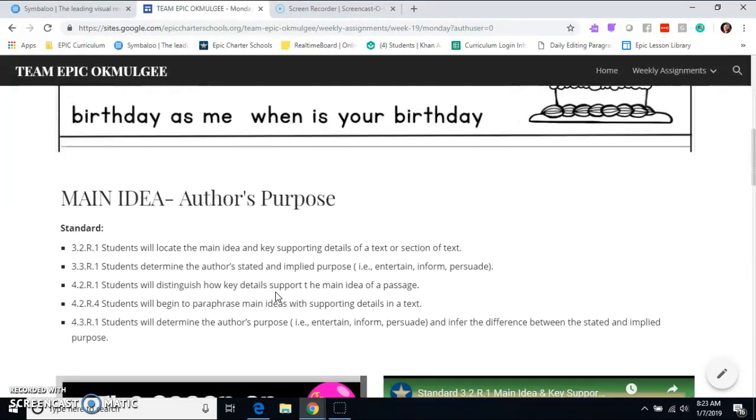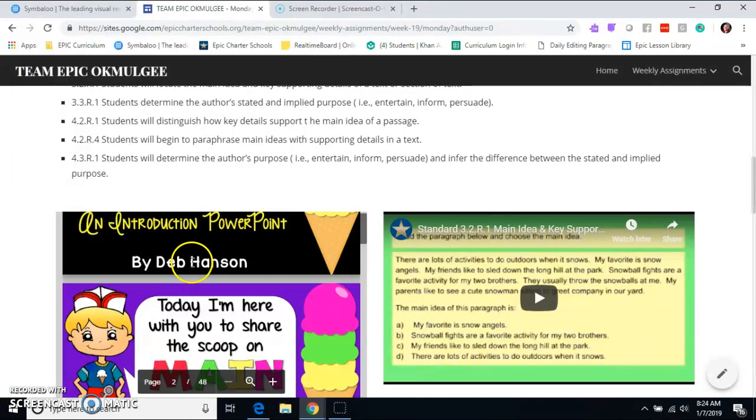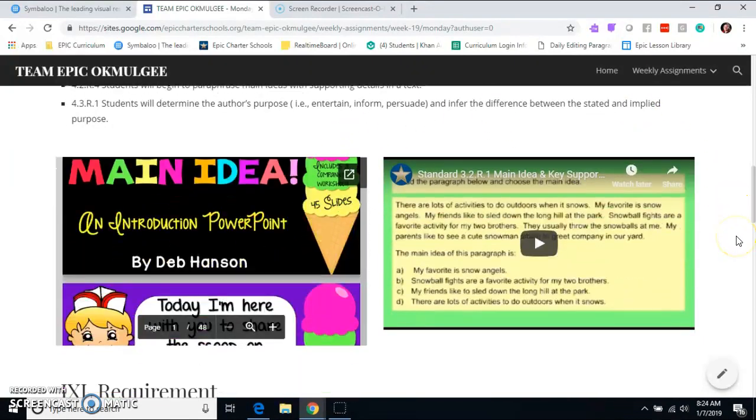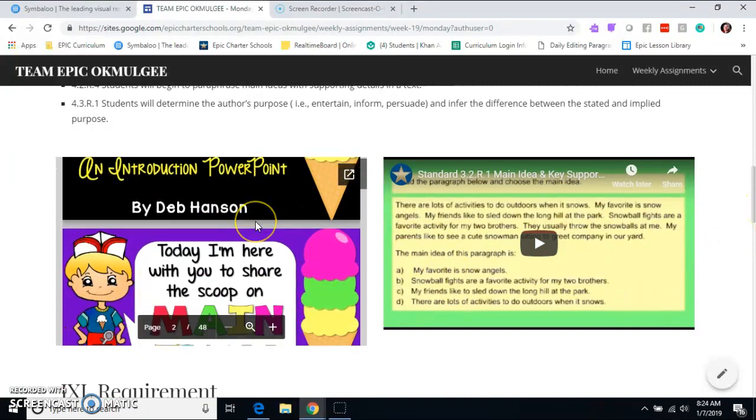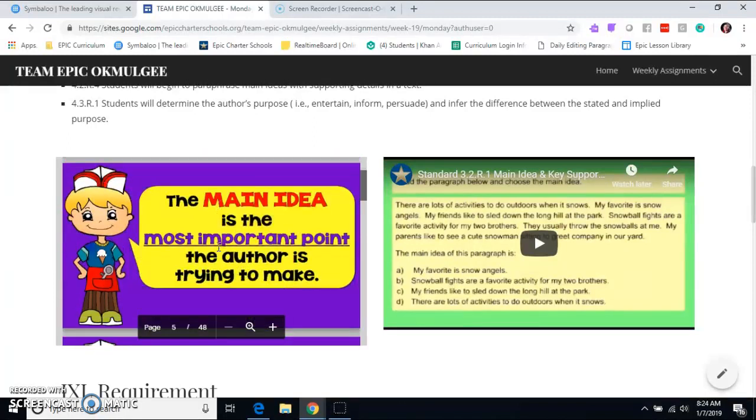Then the next thing you'll see is the topic for the week. We are going to learn about main idea and author's purpose this week. These are the Oklahoma standards that relate to the main idea and author's purpose. So you do nothing with this section, it's just for your information only. This section you will see I have put a PowerPoint for you, and many of you have already seen this PowerPoint, but it's good to review what the main idea is, and it teaches you main idea.